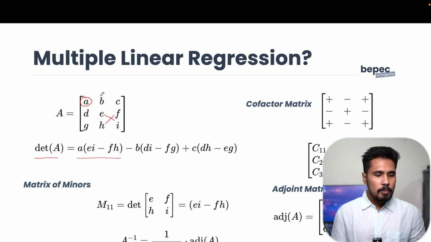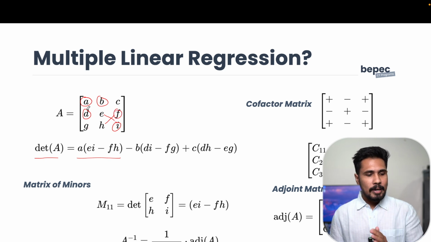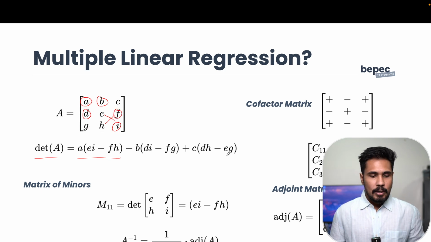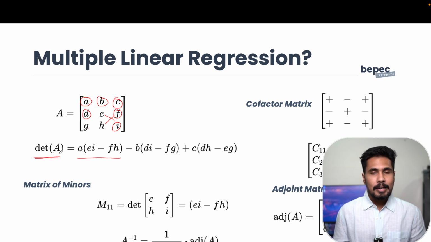So again you go with B, then you multiply D with I, and you multiply F with G. Now you subtract these two values, and after doing that you take again plus C value, then D multiplied by H minus G multiplied by E. By doing that you are able to get det of A.